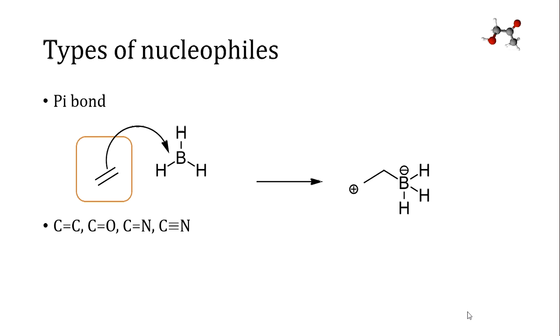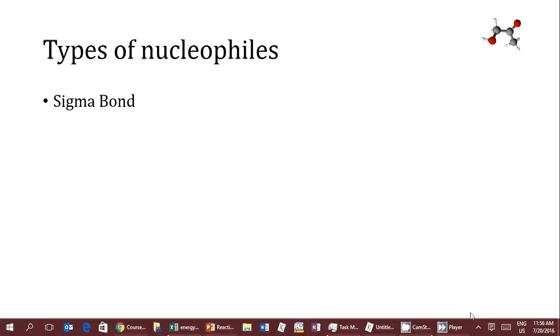All types of pi bonds are capable of being nucleophiles. Carbon-carbon, carbon-oxygen, carbon-nitrogen double bonds, and carbon-nitrogen triple bonds. The bonds between carbon and more electronegative atoms are nucleophilic at the more electronegative atom. Carbon-carbon pi bonds can sometimes display a preference for which side they're nucleophilic at, and that's a topic that we will cover when we get to the addition reactions of alkenes.